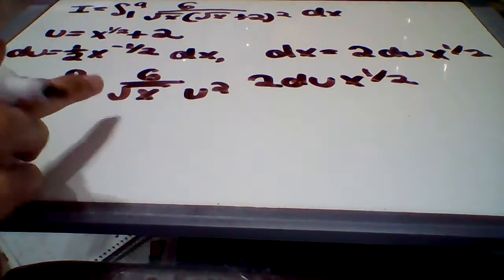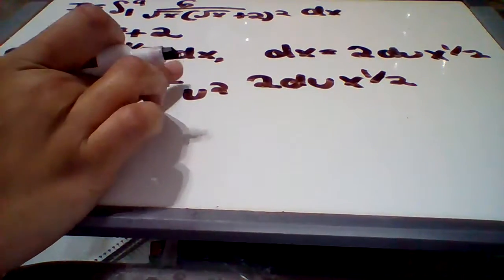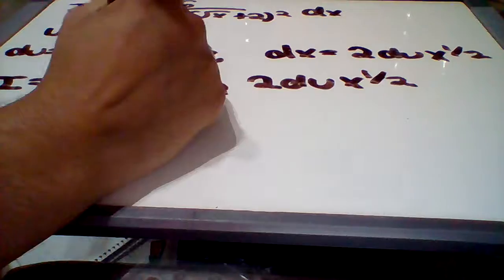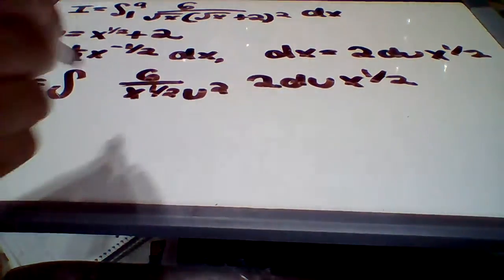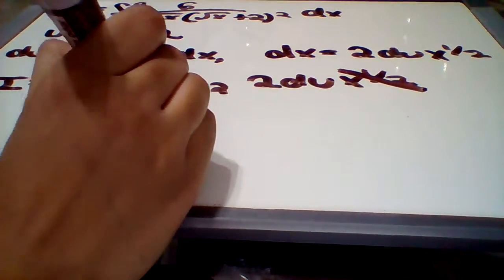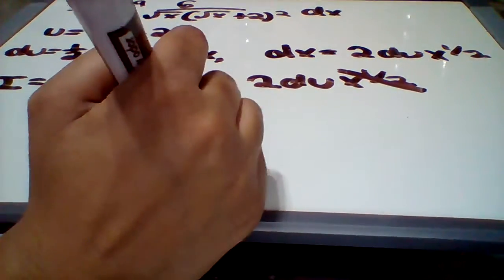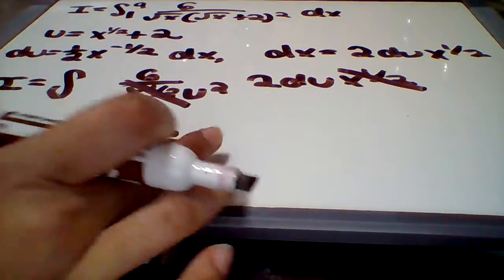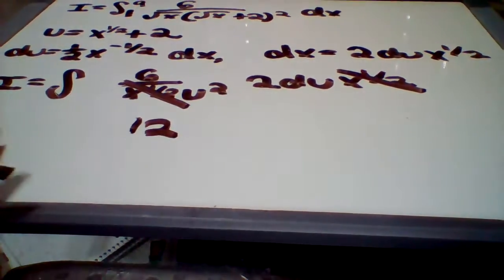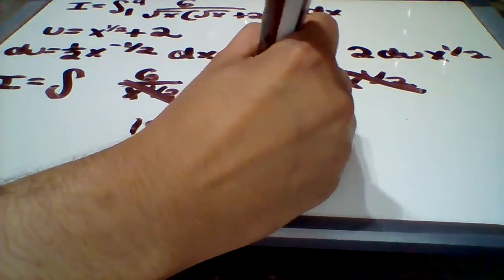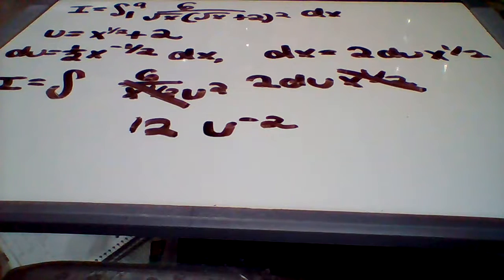And again, I could rewrite the square root of x as x to the 1/2. So these cancel, and I'm left with 12 over u squared. And I can rewrite that as u to the negative 2. So it's 12u to the negative 2.